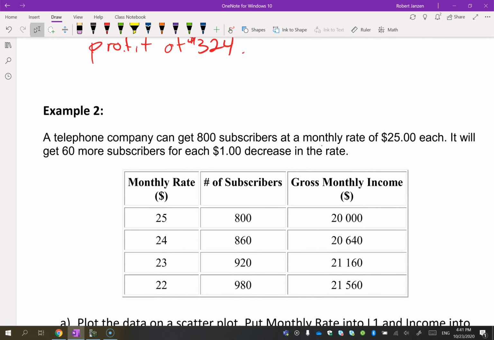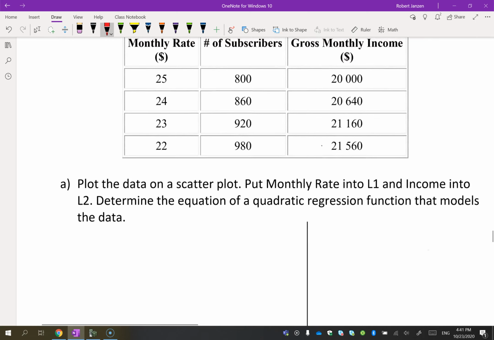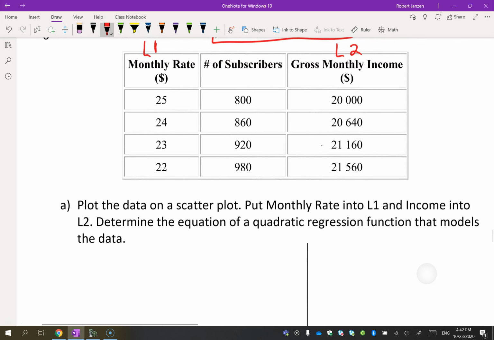A telephone company can get 800 subscribers at a monthly rate of $25. It will get 60 more subscribers for a $1 decrease in the rate. So you can tell again that this is what we're controlling. Then we want to find out when we're going to get the best income, the highest income. So L1 is monthly rate and L2 is income.